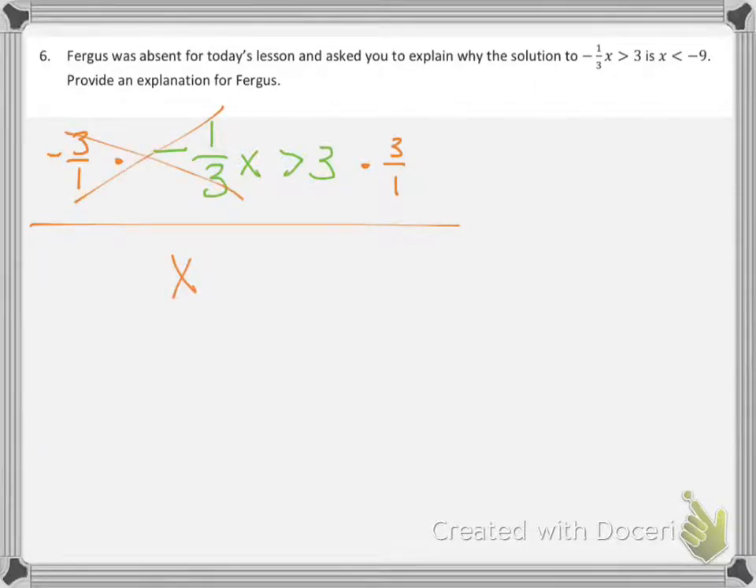But when I multiply by a negative, I have to flip the inequality symbol. So now it's x is less than whatever I get on the right side, and that is a 3 times a negative 3 is a negative 9. So x is less than negative 9.